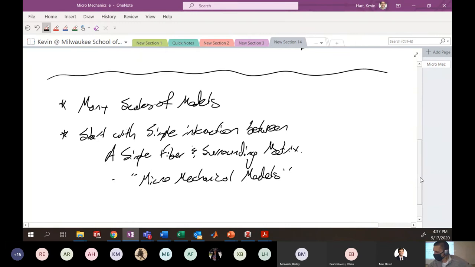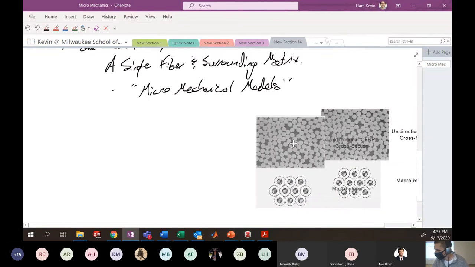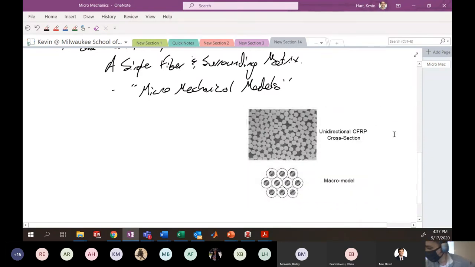I've got some pictures on the slides, and I think I'm going to bring them in here just to show you what I might mean. So if you thought about a unidirectional carbon fiber reinforced plastic cross section, it's made up of all of these individual fibers here. Maybe black's not my best color, maybe red. So you see all these individual fibers coming out at you, all these little circles coming out at you, right? And so the model that you might want to think of looks something like this. Single fibers surrounded by an appropriate amount of matrix.